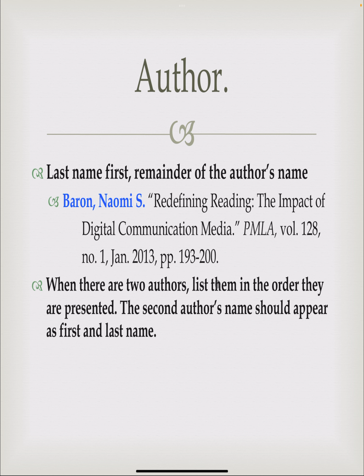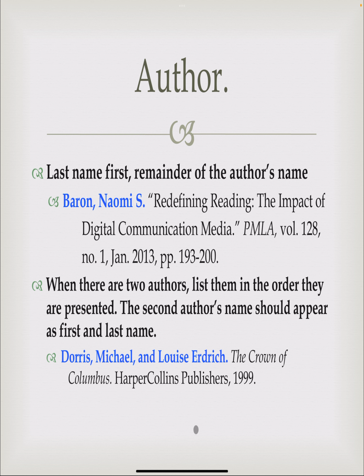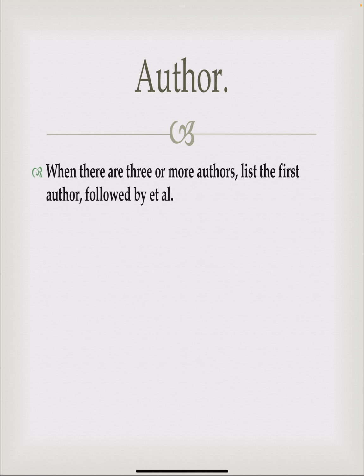When there are 2 authors, list them in the order they are presented in the source. The second author's name should appear as first and last name in contrast to the first author. So here's an example: Michael, Doris, separated by commas, and Luis Idric, right? So it reverses here with the second author. When there are 3 or more authors, list the first author followed by the term et al. So for example, Anne Burdick et al. We know in this et al. that there are at least 2 other authors and sometimes several more.